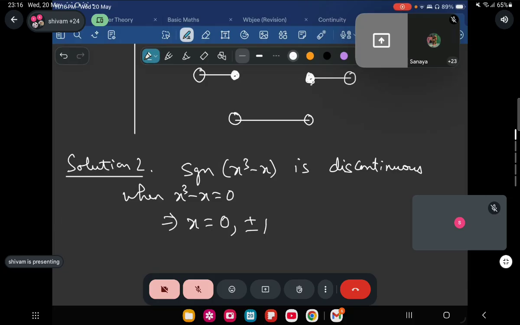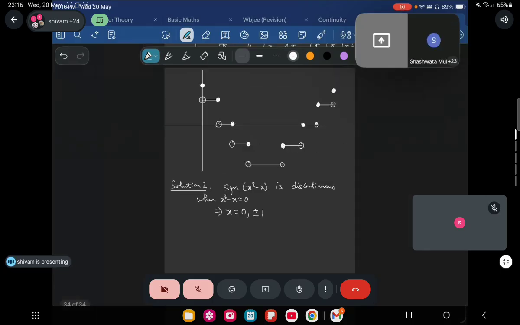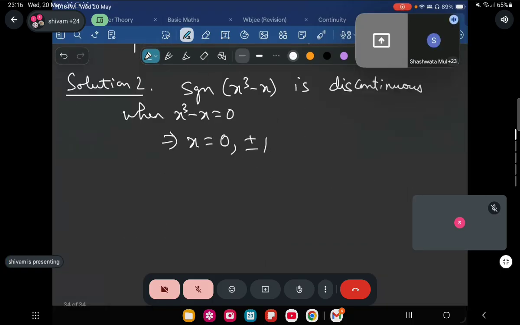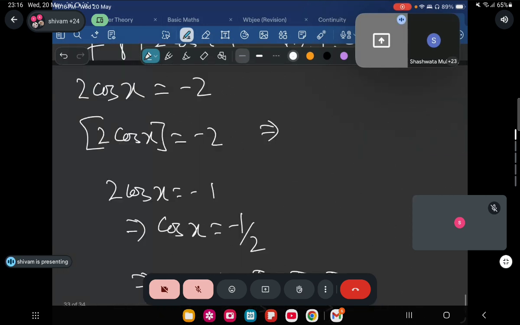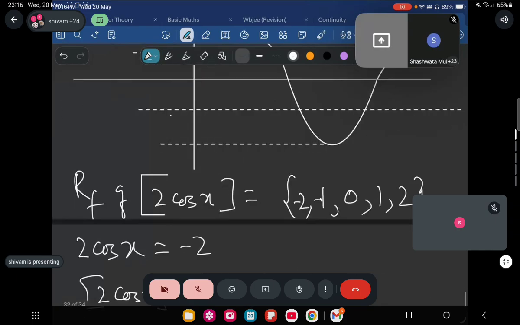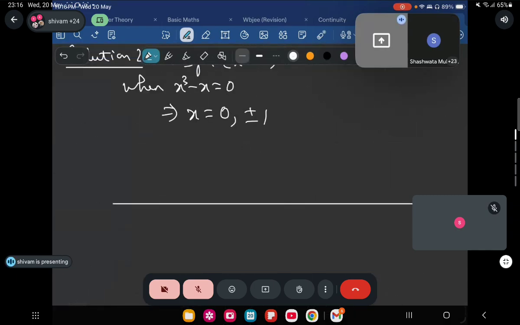Next. Sir, I thought we have to draw the graph. I just wrote discuss the continuity. But anyway, Shashwato, the graph is very easy. You see, signum of x cube minus x. If you want to draw the graph.